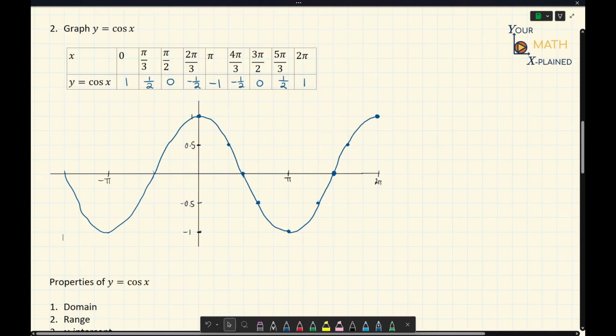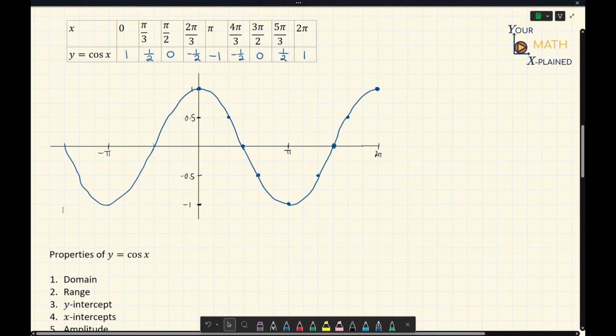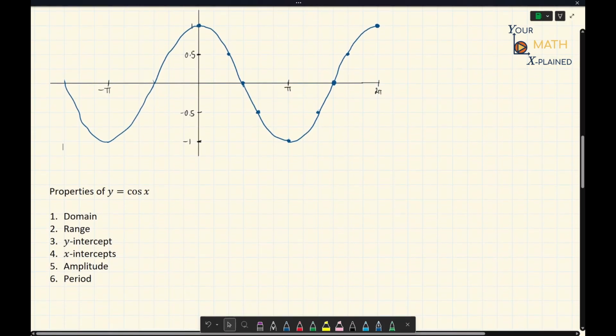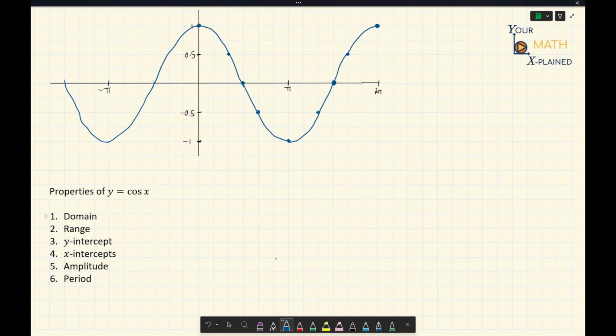And now, just like what we did with our sine graph, we're going to go over the properties of our cosine function. So our domain here is, again, x is an element of all real numbers because we know that this pattern is going to continue and x can be anything. Our range is the same as sine x because we have a maximum of 1 and a minimum of -1. So our range is y is in between -1 and 1. Now our y-intercept is now equal to 1.